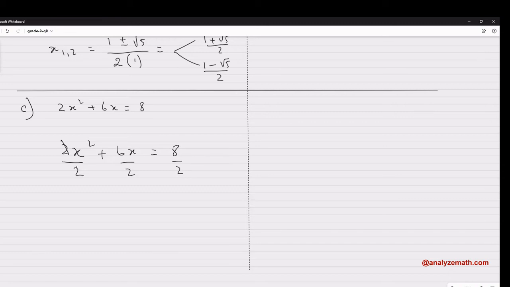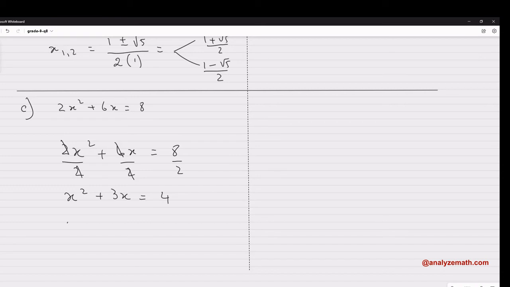So 2 divided by 2 gives me 1. 1x² is x², plus 6 divided by 2 is 3, 3 times x is 3x, and then equal to 4 here. So that has simplified the coefficients. The numbers are becoming smaller, and we can easily see how to solve this.